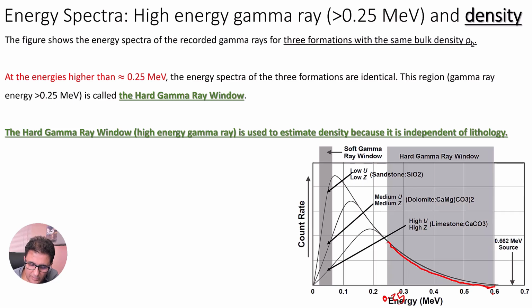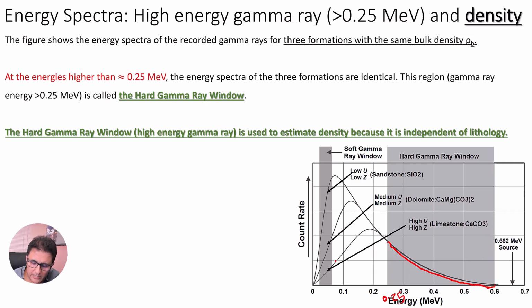And indeed, what you see here is called hard gamma ray window. So hard gamma ray window is indeed high energy gamma ray. Those gamma rays whose energy is greater than 0.25 mega electron volt. And we can use these gamma rays in order to estimate the density.